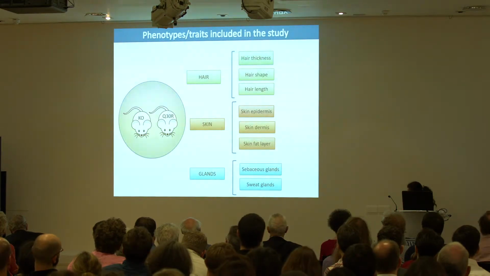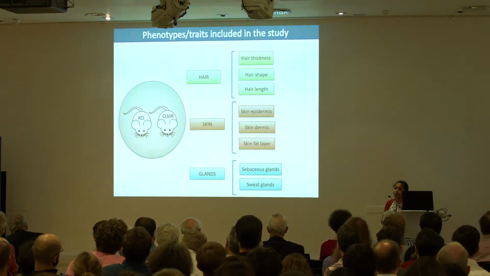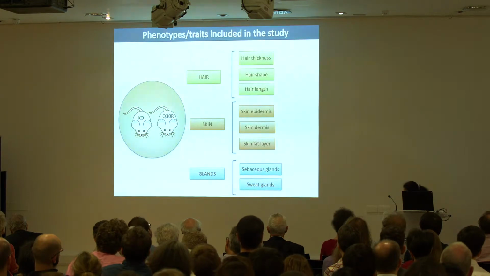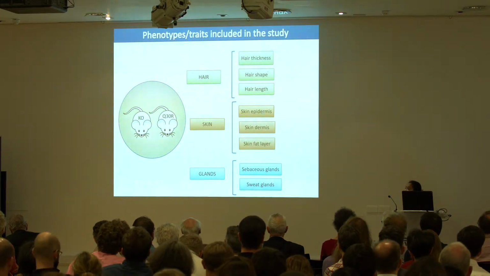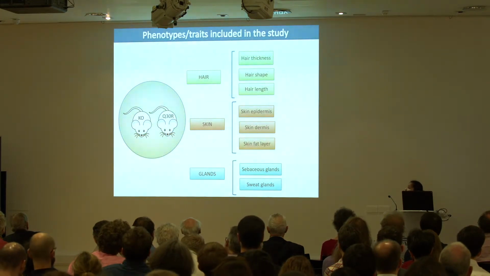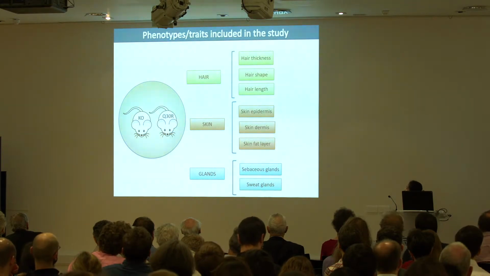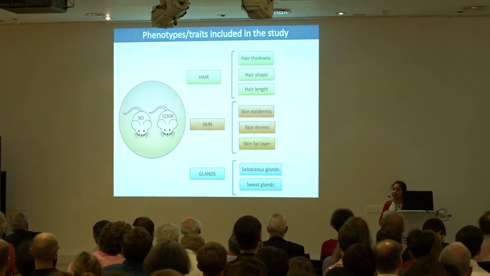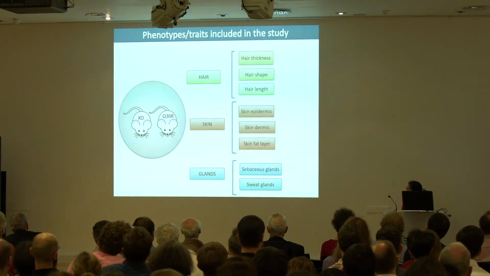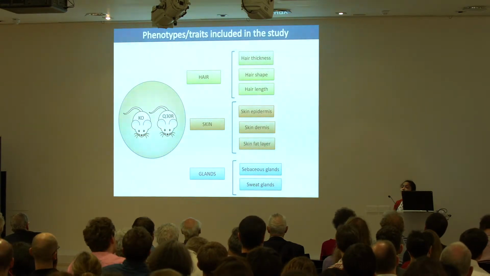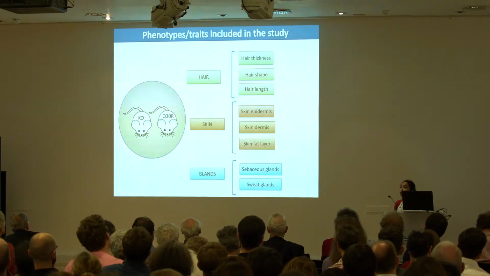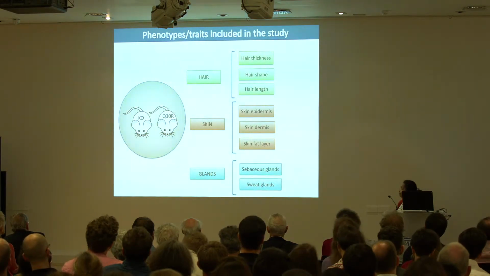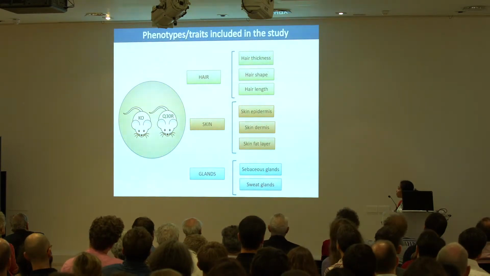So what are the phenotypes or the traits that we studied? We were interested, obviously, in the hair phenotype, given the human association, hair shape being the prominent one, but we were also interested in hair thickness and hair length. We were interested in the skin phenotypes as well because we also had evidence of expression in the skin. So we actually measured the thickness of the epidermis, the dermis, and the fat layer.